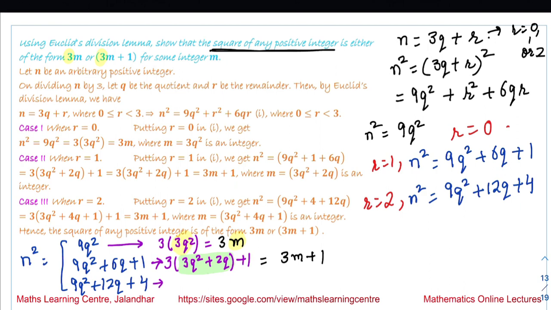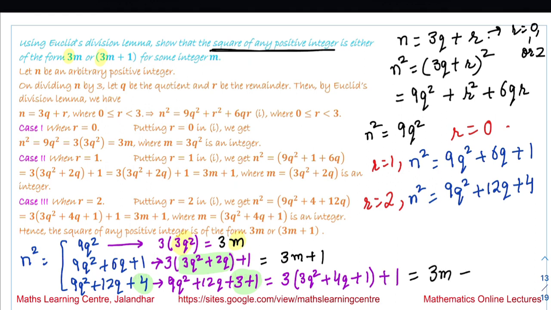Next, in the third case, it is 9q square plus 12q plus 3 plus 1. We are writing this 4 as 3 plus 1. It means this value will be 3 times (3q square plus 4q plus 1) plus 1. This is equal to 3m plus 1. This is the value of m over here.